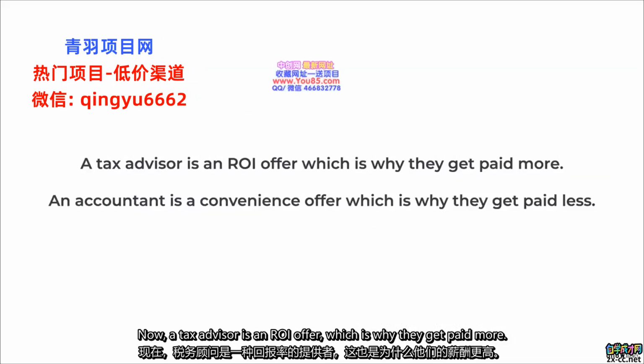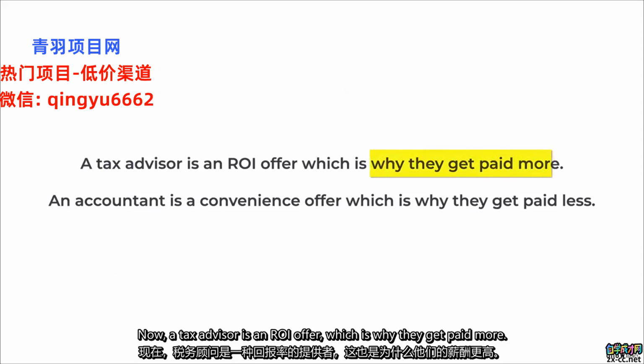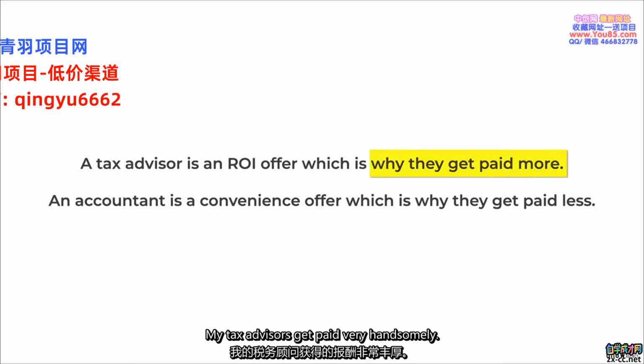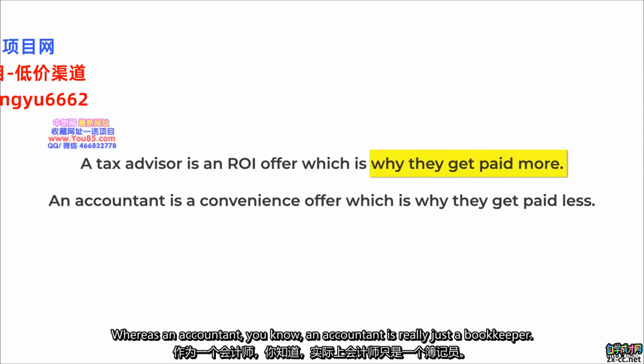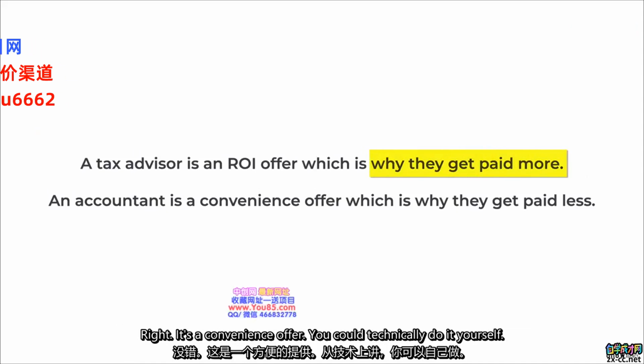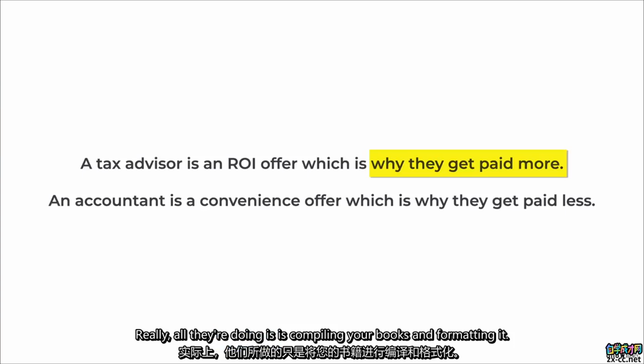Now, a tax advisor is an ROI offer, which is why they get paid more, right? Tax advisors get paid very handsomely. Whereas an accountant is really just a bookkeeper, right? It's a convenience offer. You could technically do it yourself. Really, all they're doing is compiling your books and formatting it, right?